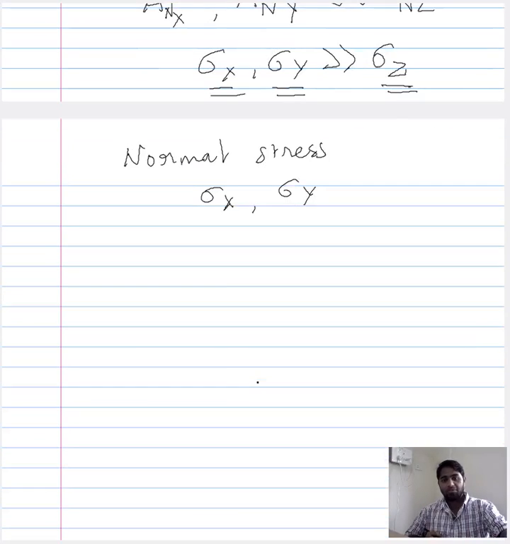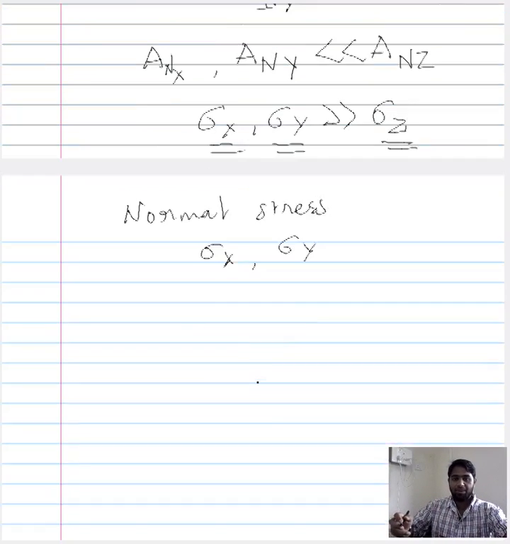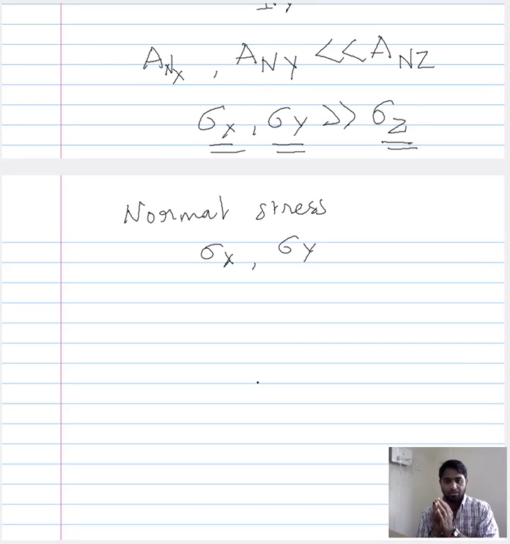Okay. So now let's go back and see if we can make a similar simplification for the shear stress components. By considering the area associated with the normal stress components, we were able to get rid of one of the components, because the area associated with the stress along the z direction was quite large compared to the other areas, which means the associated stress will be less, and therefore we could get rid of it.